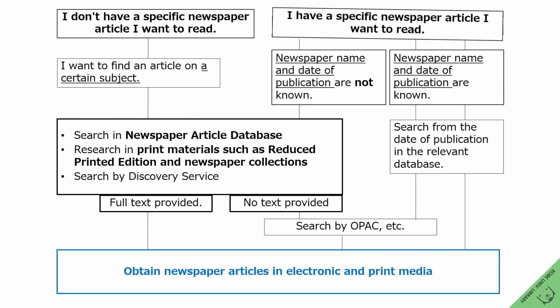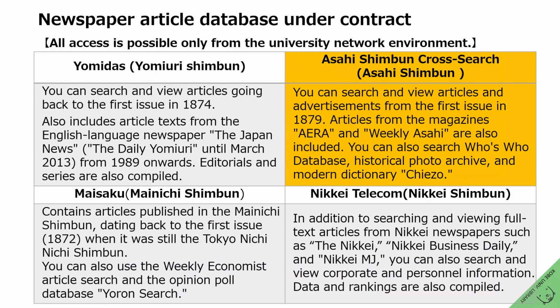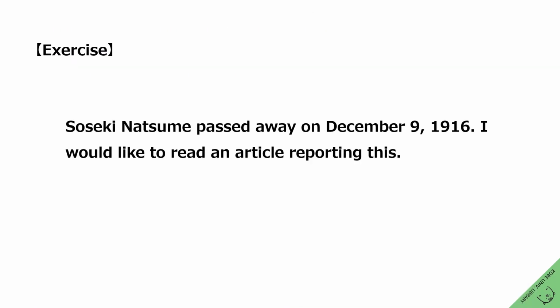In this case, I have a specific article I want to read. Since the newspaper name and date of publication are known, you can obtain the paper version by checking the holding library through OPAC or the list of holding subscribed newspapers. Also, consider obtaining them from a database. This time it was an article from the Asahi Shimbun. The Asahi Shimbun has a database called Asahi Shimbun Cross Search from which you can browse the full text of articles.